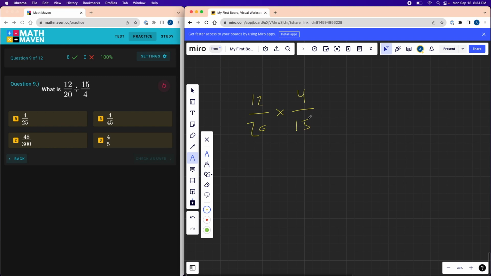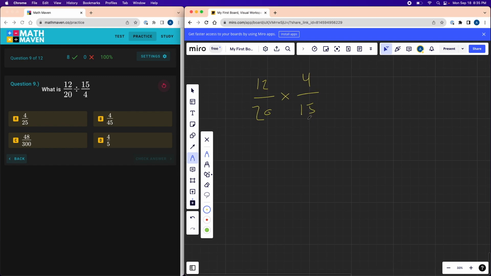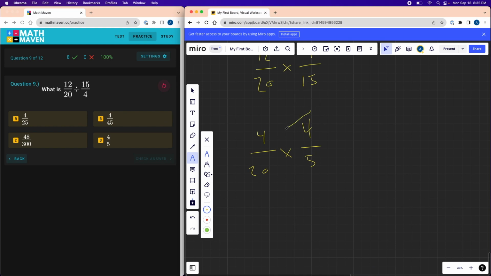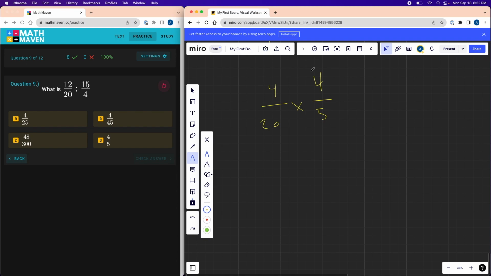All right, now I'm going to try and simplify if I can. First thing I'm going to do is simplify these ones here. So I'm going to take a 3 out of both of those. I'm going to rewrite this as 4 over 20 times 4 over 5. All right, and now I can simplify these here. I'm going to take a 4 out of both of those, and I will say 4 over 5 times 1 over 5.